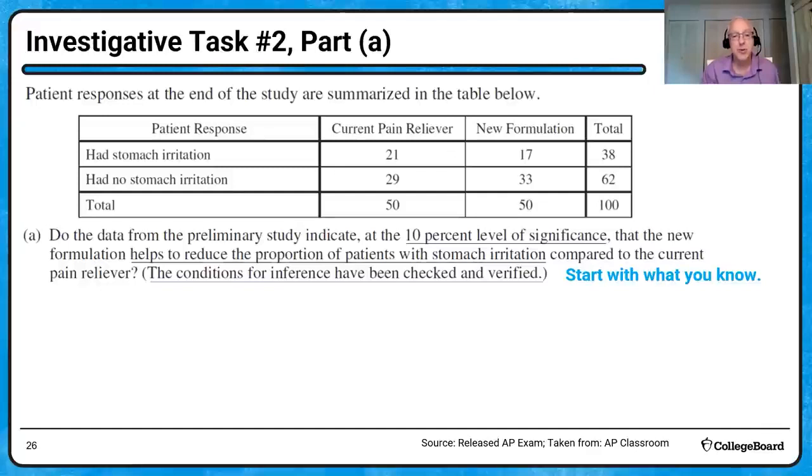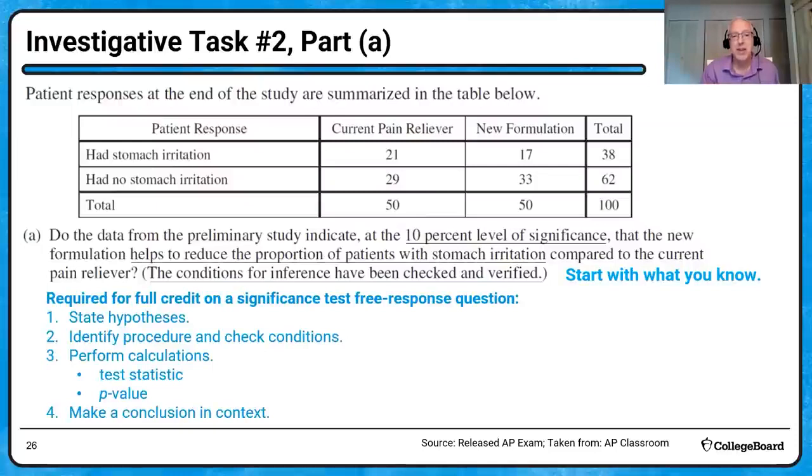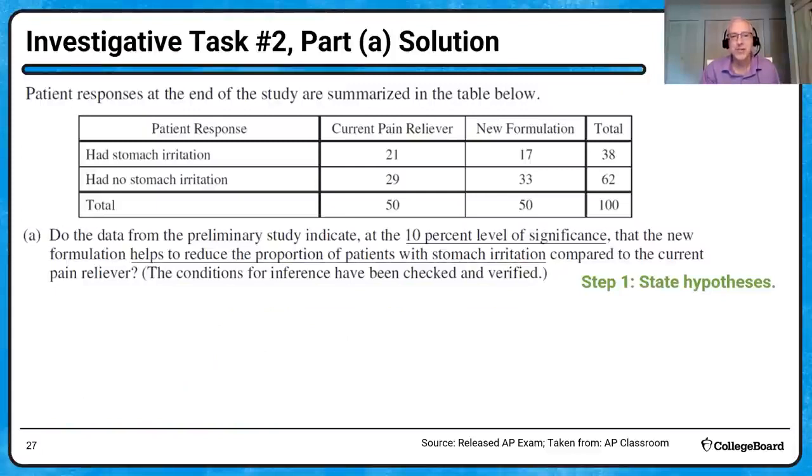Well, this is an inference problem where we're being asked to do some kind of test. And as you recall from a previous session, what's required on a significance test are these 4 steps: stating your hypotheses, identifying procedure and checking conditions, but we know they're already checked and verified, performing our calculations of the test statistic and the p-value, and finally making a conclusion in context. So if we just start with what we know, we should be able to get through part A in fairly fine form. So let's start step by step.